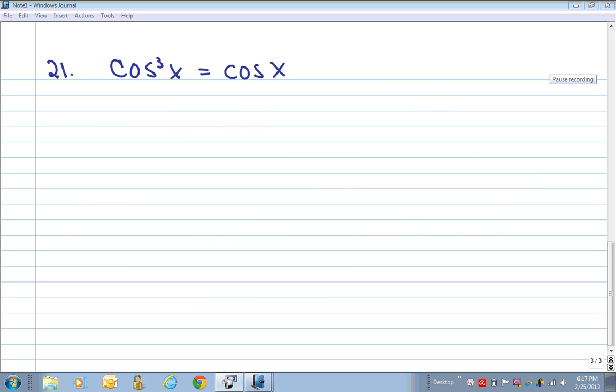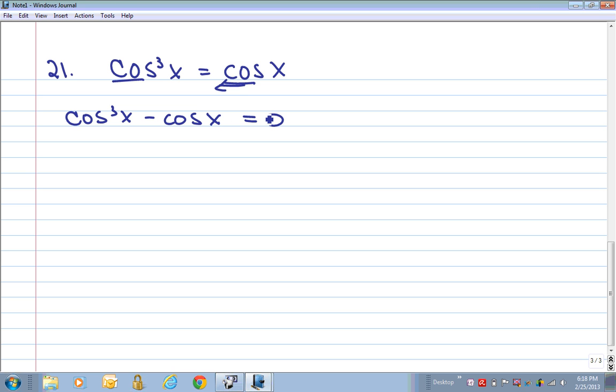All right, let's look at problem number 21. Problem 21 is cosine cubed x equals cosine x. Okay, in this case, first of all, we're in good shape because we have the same trig function, so we don't need to worry about that. But we probably do need to move them both to the left and set it equal to 0. So I will move cosine x to the left, and I'll end up with cosine cubed x minus cosine x equals 0.